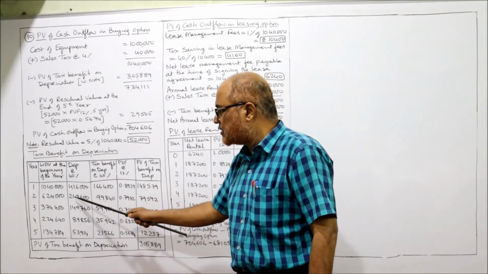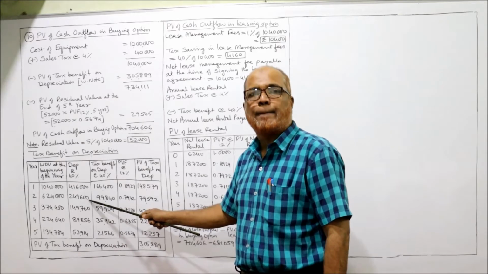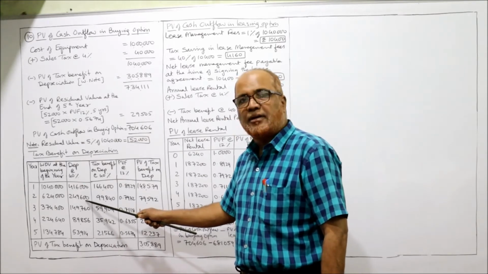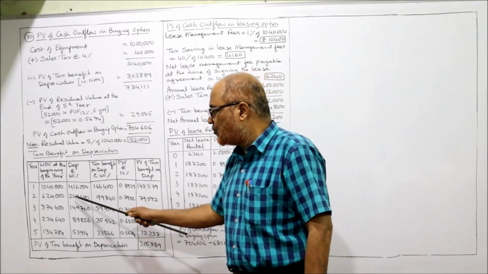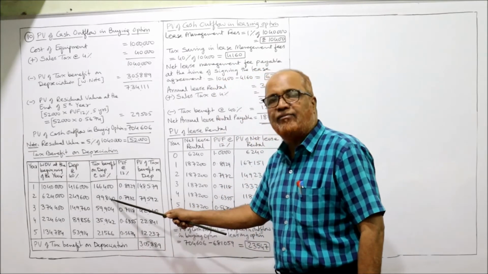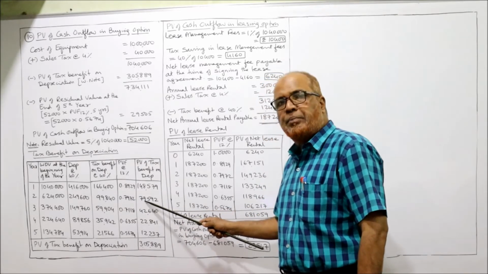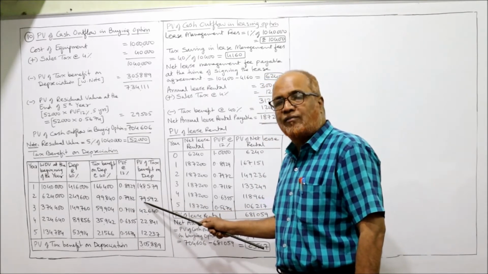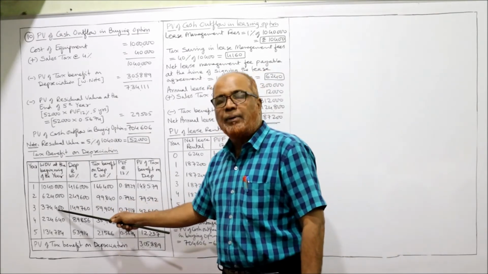6,24,000 into 40% is 2,49,600. This is the depreciation for the second year. Now the tax benefit on depreciation: 40% of 2,49,600 is 99,840, the tax benefit. Multiply with the PV factor and we get the present value of the tax benefit, 79,592.